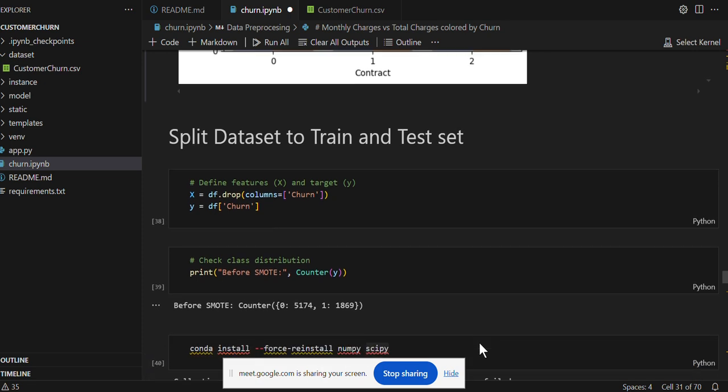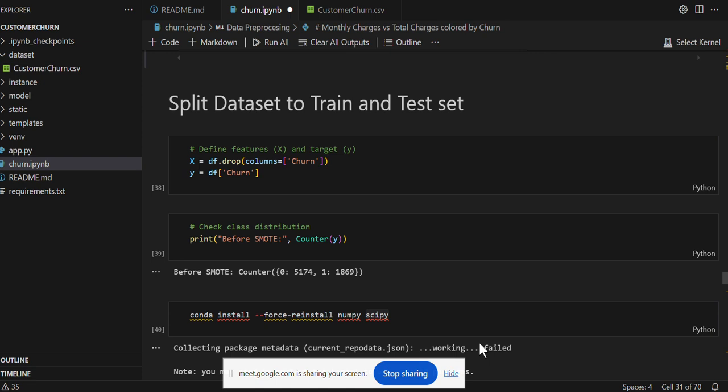Split. So after doing our visualization, we want to split it, divide it into training and test set. So we take the set, which is, go back to our data set.